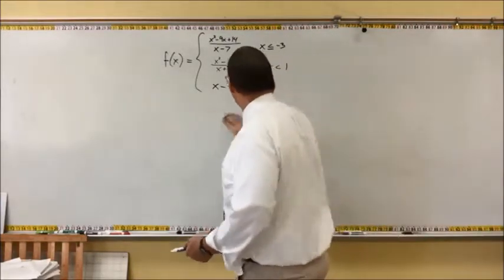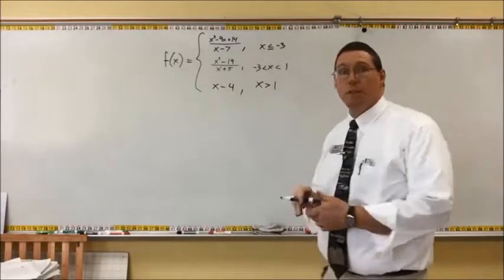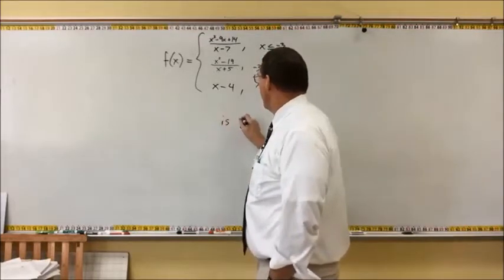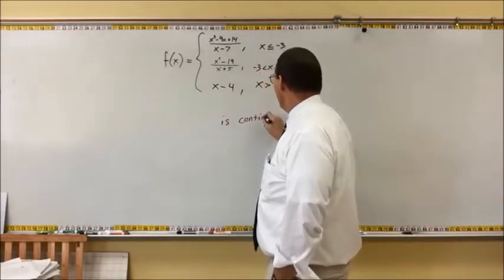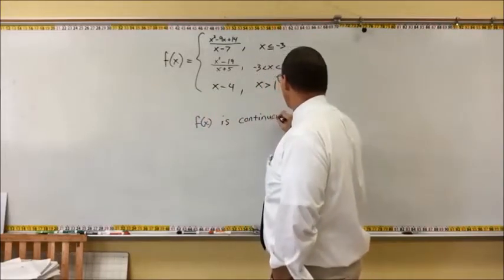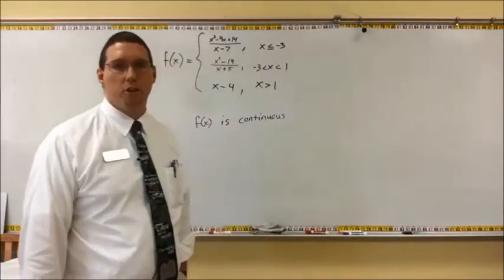And so because we haven't found any discontinuities on this function, we would say that this function is continuous. It is, let's see, f of x is continuous. Or we would say that f of x is a continuous function.